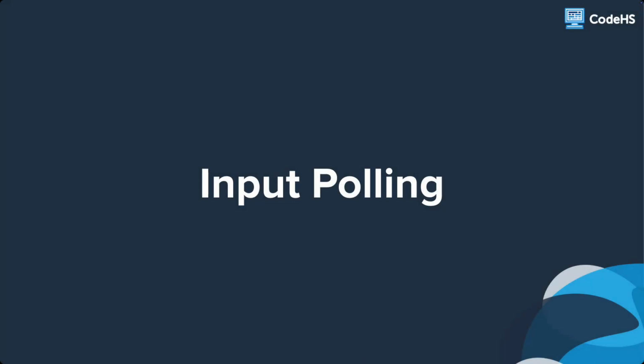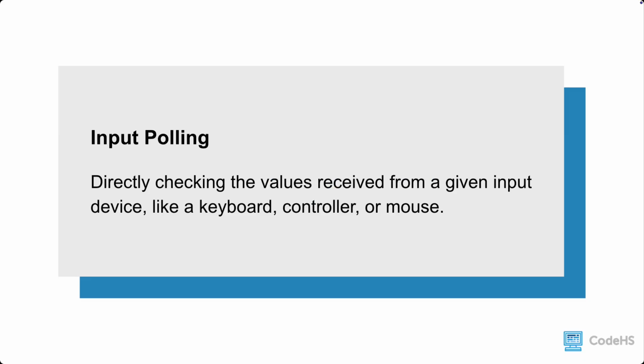Hi! In this video, we're going to cover how to perform input polling using the Unity input system. So, what does input polling mean? Input polling is directly checking the values received from a given input device, like a keyboard, controller, or mouse. We can check whether or not a specific input has been pressed, held, or released on a given frame, and can have code execute based on if it did.